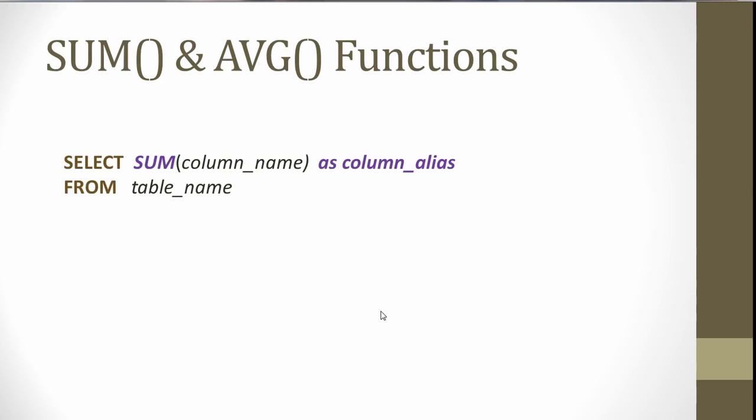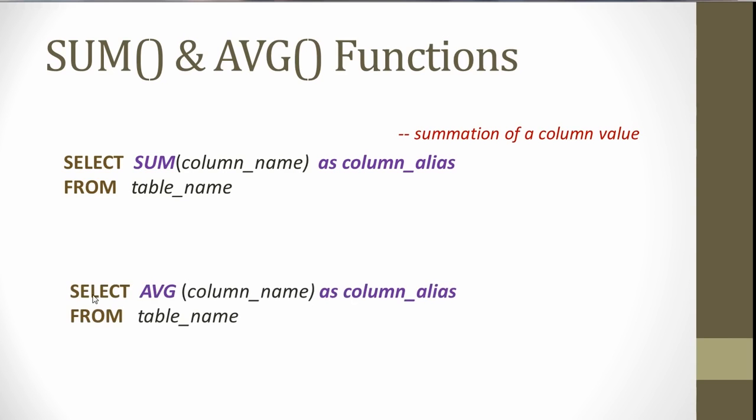Sum and average functions. It's very similar to min and max. Select sum of a column name as, and you can give it a new name. And this is the name that will appear in the query results. So this gives us a summation of a column value. Now select AVG of the column name as the column alias. So this gives us the average value of a column.